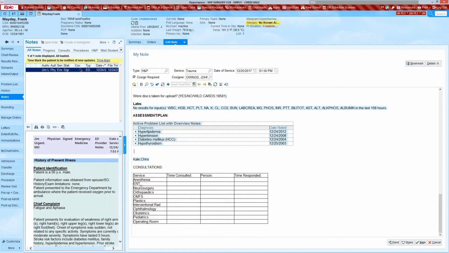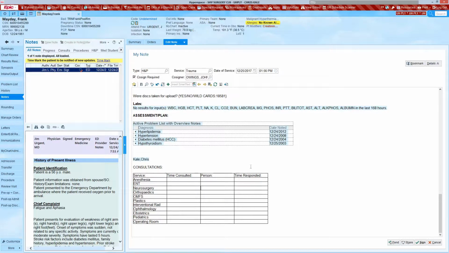The final box down here is important. The consultations box allows us to keep track of which services have been consulted and how quickly they responded to our consultation. Often, these services will be available in the trauma bay, such as orthopedics and anesthesia. If they are, simply designate that they were present in the trauma bay and which resident or attending was present. If not, then note the time that the service was paged and which person responded to the page.